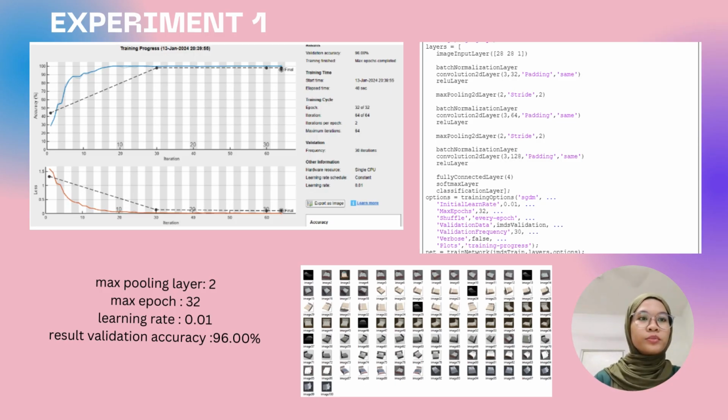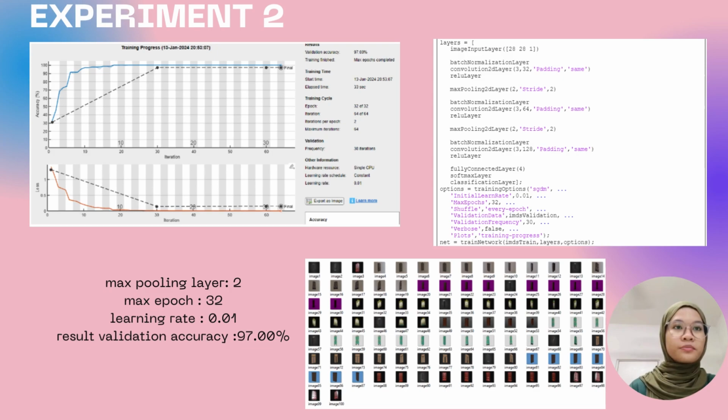Next, I'm going to present about the training phase. First, experiment 1. The max pooling layer equals 2, the max epoch is 32, and the learning rate is 0.01. So we got 96.00% validation accuracy and it takes 40 seconds to get the result.